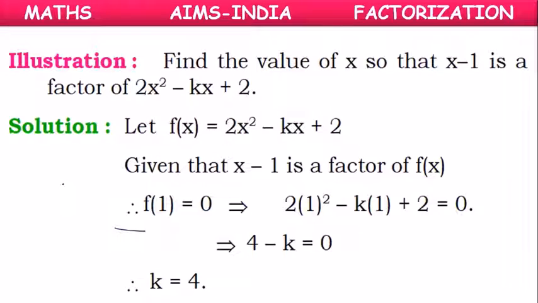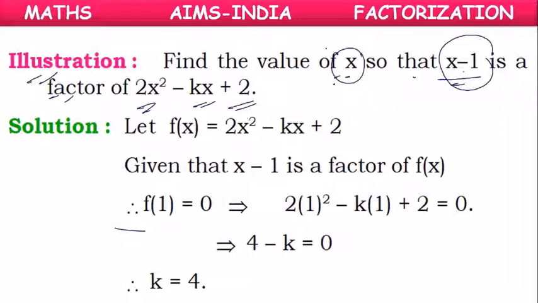Next children, another example. Find the value of x so that x minus 1 is a factor of 2x square minus kx plus 2. It's a printing mistake, children. Please rectify this. Find the value of k here. Find the value of k so that x minus 1 is a factor of 2x square minus kx plus 2.